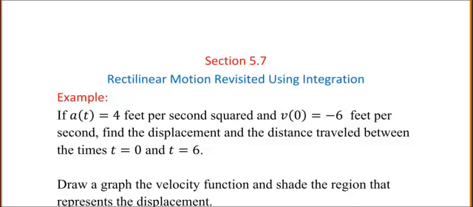Here's another example of rectilinear motion, again using the integration approach to it. If a of t is equal to 4 feet per second squared and v at time t equal to 0 is negative 6 feet per second, find the displacement and the distance traveled between t is equal to 0 and t is equal to 6.